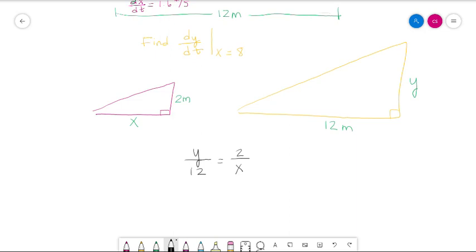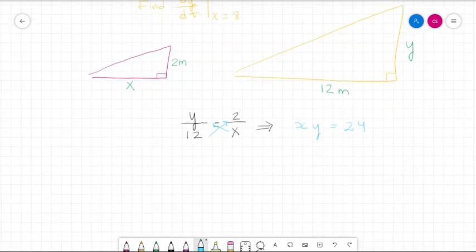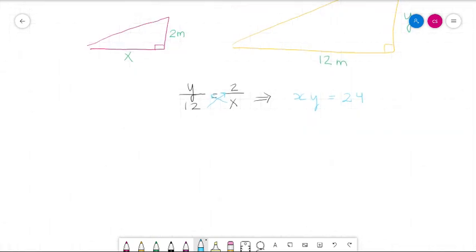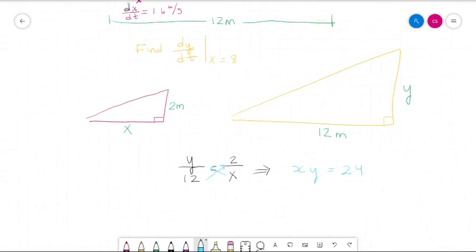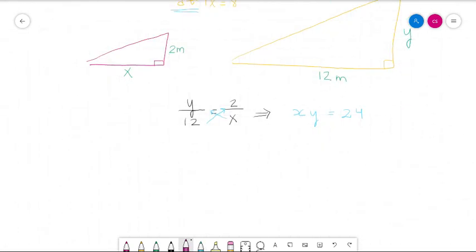And we can leave it like this. We can also do a nice cross multiply and get xy is equal to 24. So there's our equation relating our two variables. So what do we do after? We take the derivative, because remember, we're trying to find a rate of change. So we're going to take the derivative of both sides with respect to t.